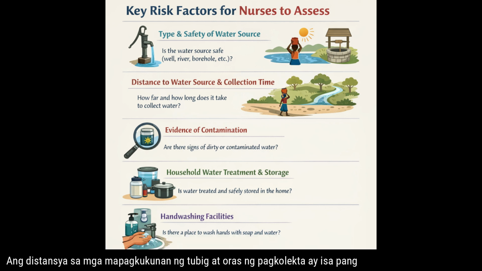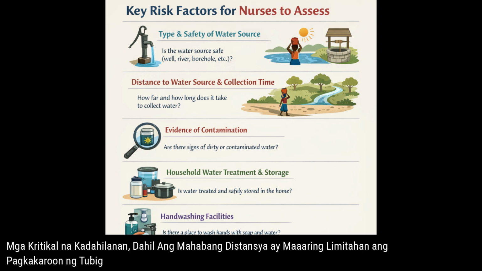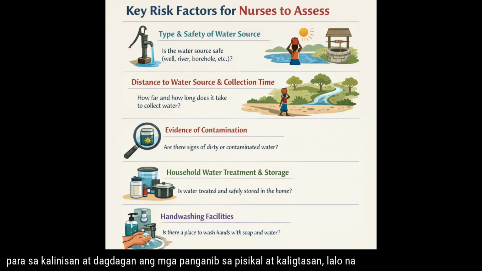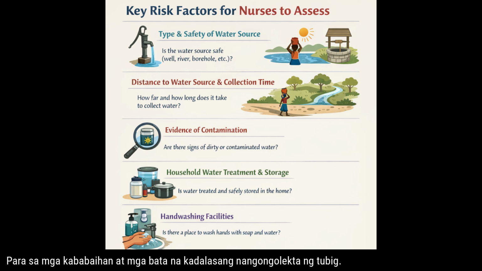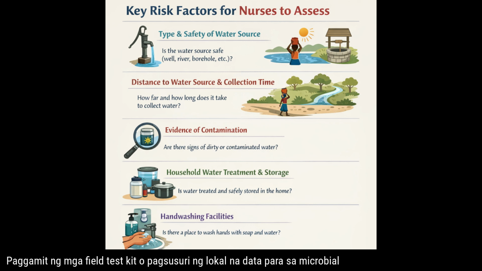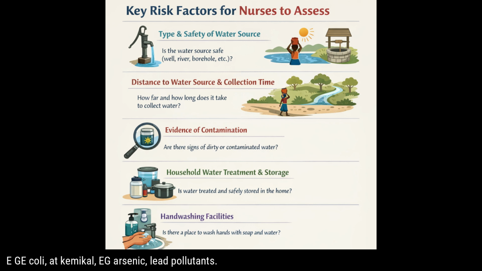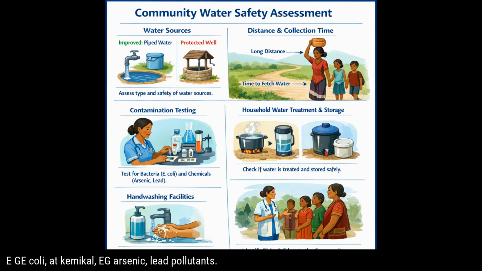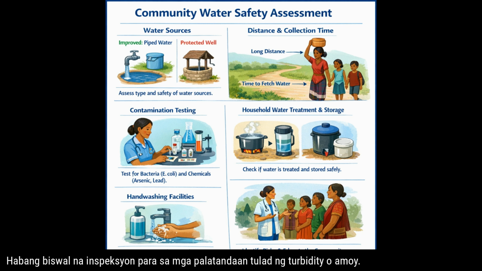The distance to water sources and collection time is another critical factor, as long distances can limit water availability for hygiene and increase physical and safety risks, particularly for women and children who often collect water. Additionally, nurses should check for evidence of contamination using field test kits or reviewing local data for microbial, e.g. E. coli, and chemical, e.g. arsenic, lead pollutants, while visually inspecting for signs like turbidity or odor.